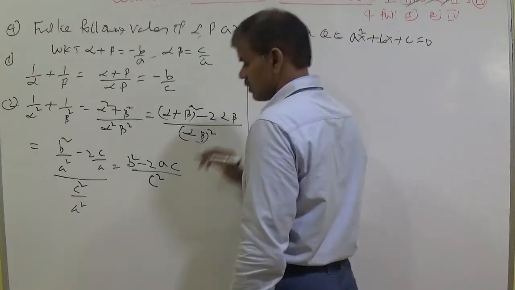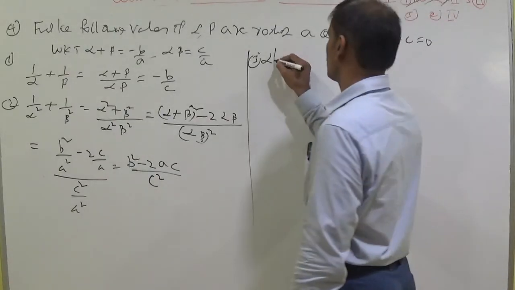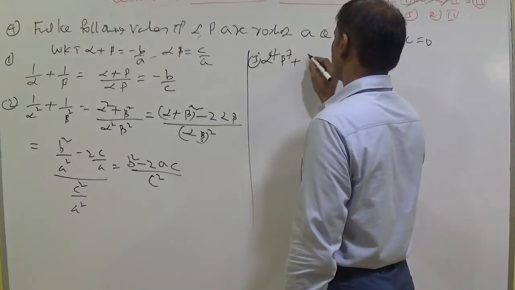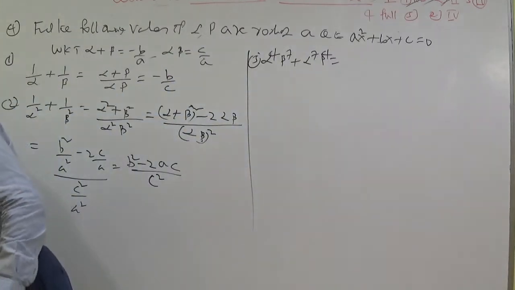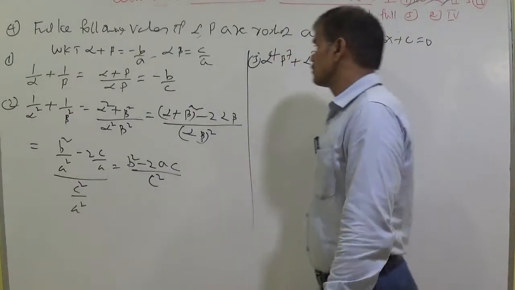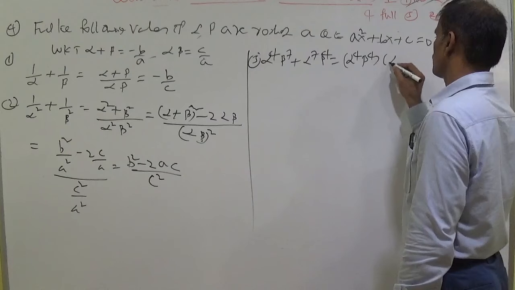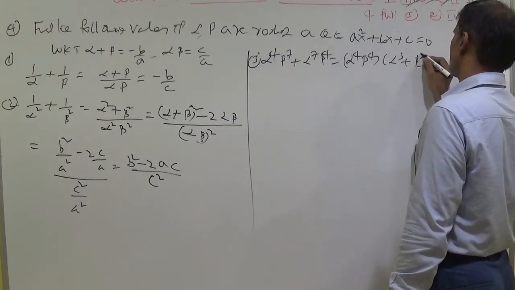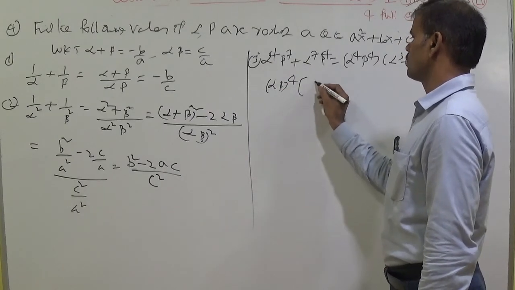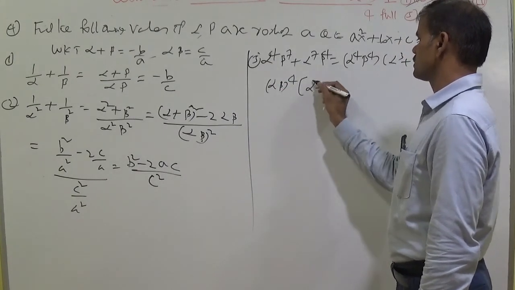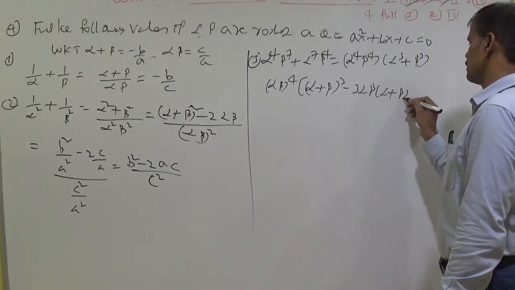Alpha, this is third one. Alpha power 4 beta power 7 plus alpha power 7 beta power 4. Among both alpha and beta values, you can take common as alpha power 4 beta power 4. Within the brackets you can write alpha cube plus beta cube. You can write this one as (alpha beta) whole power 4 and this one as the formula (alpha plus beta) whole cube minus 3 alpha beta into (alpha plus beta).